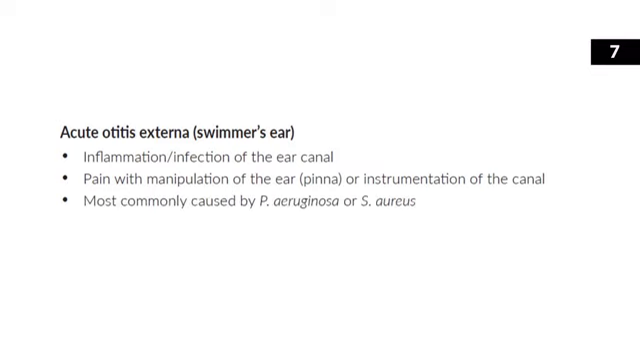It's most commonly caused by Pseudomonas, and then the second most common organism is Staph aureus. We typically call this swimmer's ear because it's associated with wetness in the ear canal following swimming. And the treatment is irrigation plus topical antibiotics, ear drops. Systemic antibiotic therapy is not necessary. This is a superficial infection just within the ear canal.